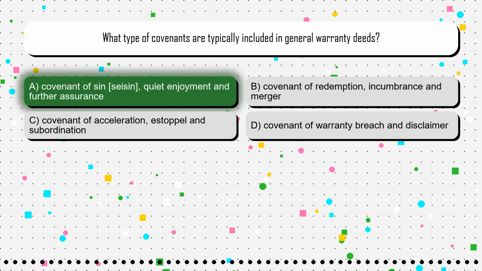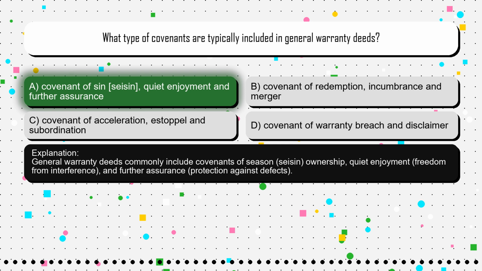The correct answer is option A, covenant of seisin, quiet enjoyment, and further assurance. General warranty deeds commonly include covenants of seisin, ownership, quiet enjoyment, freedom from interference, and further assurance, protection against defects.